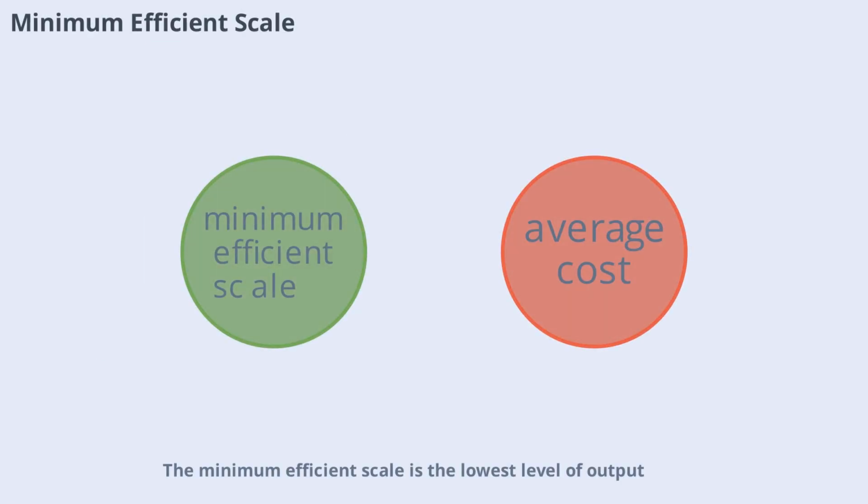Minimum efficient scale is the lowest level of output at which a firm can achieve the lowest possible average cost. At this point, the firm has fully exploited all possible economies of scale. Producing below this level means higher average costs, while producing above it may not yield further cost savings. Understanding the minimum efficient scale helps businesses decide how large they need to be to compete effectively.